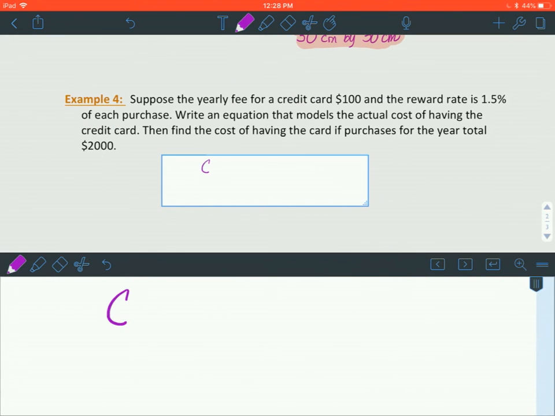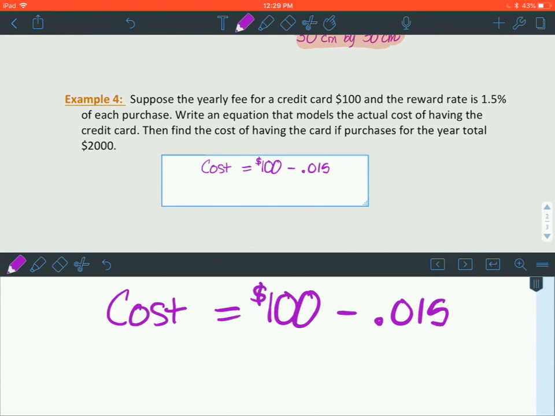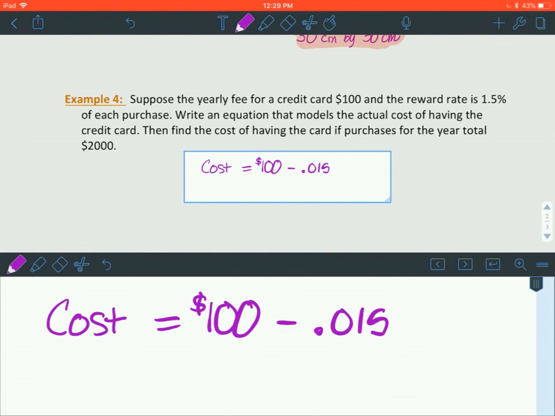So cost of having this credit card. It costs you $100 to have this credit card, but you're going to decrease that cost because you get some money back on your purchases. So you get 1.5% back for each purchase. I'm going to change that 1.5% to a decimal. And then if my total amount of purchases is like X dollars worth of purchases, then I'll subtract that off from the $100 that it cost me to get this card in the first place.